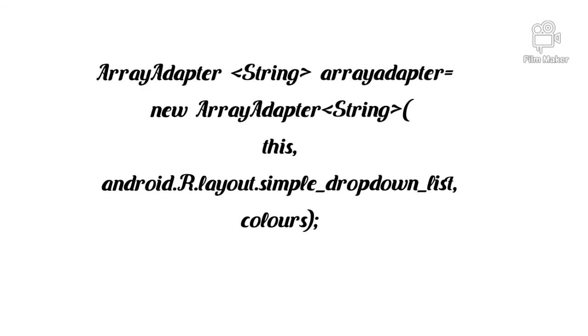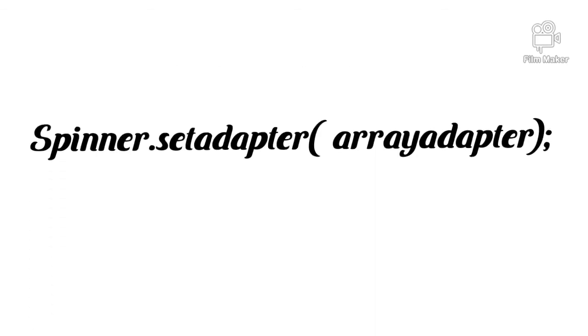In the brackets, accept three parameters. First is the context, that is where to display, and we use this here. Second is resource ID or theme of the spinner, which we will select from pre-made themes. And third is the actual data list or array to be displayed, that is our string array colors here. Then we set this adapter to our spinner using the setAdapter method.